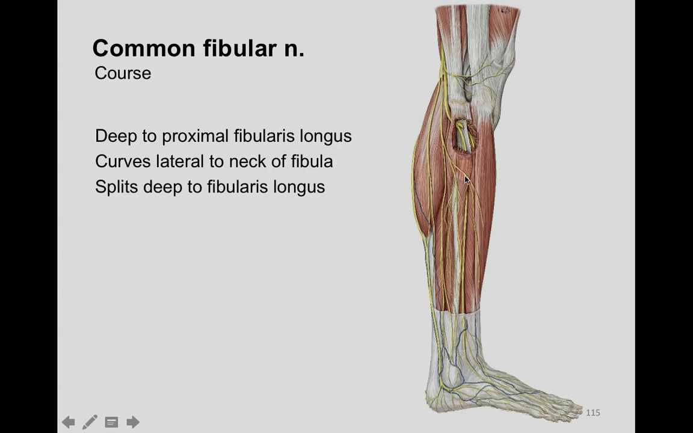So the superficial fibular nerve will emerge here to provide innervation of the skin over the dorsum of the foot, whereas the deep fibular nerve will go into the anterior compartment of the leg.